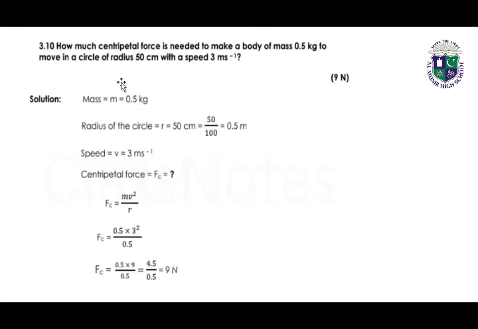Last, 3.10. How much centripetal force is needed to make a body of mass 0.5 kg move in a circle of radius 50 centimeter? So mass is given, which is 0.5 kg. Here we have the radius, which is 50 centimeter. First we convert it into meters by dividing by 100, so 0.5 meter. The speed is 3 meter per second. We have to find the centripetal force.